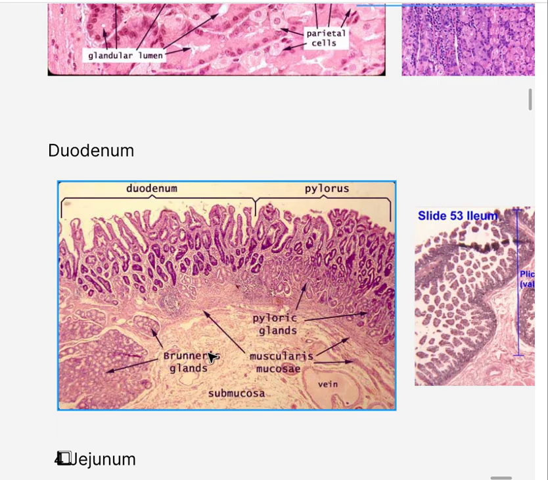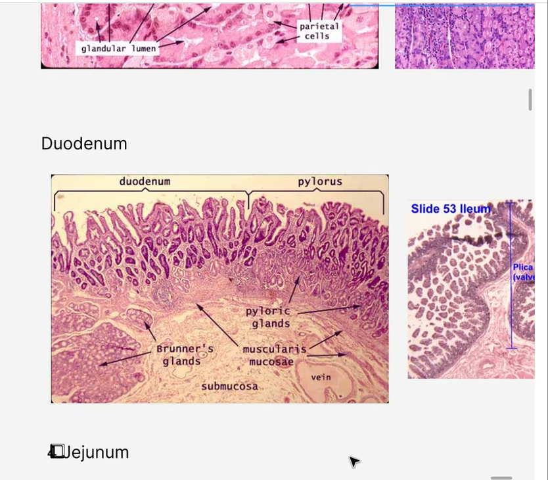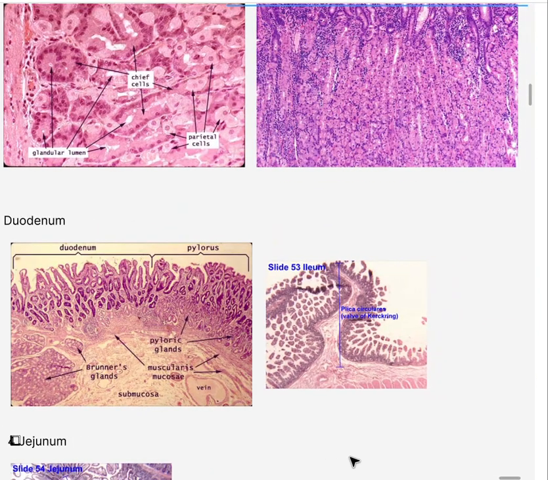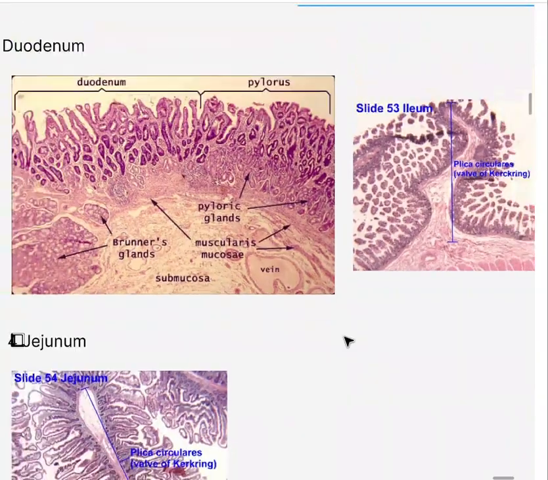And then we have something called the Brunner's glands. The Brunner's glands are present in the submucosa, and they secrete an alkaline mucus, basically the hydrogen carbonate, which neutralizes gastric acid. Okay, so the Brunner's glands secrete alkaline mucus, which neutralizes gastric acid. And we also have crypts of Lieberkühn, which contain stem cells. You can't see them here.